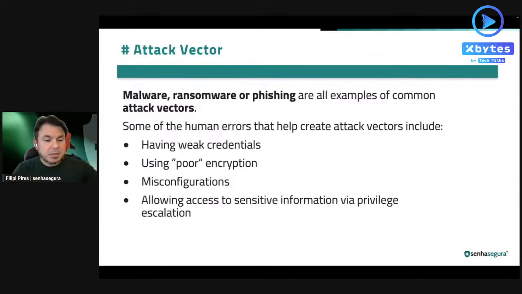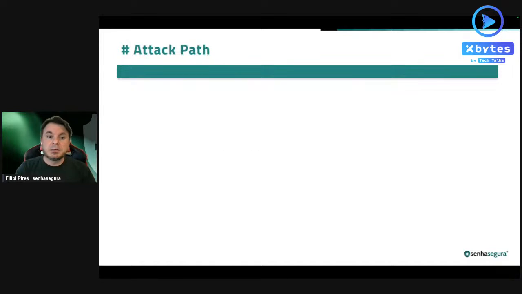And another thing is allowing access to sensitive information via privilege escalation. It means that based on a specific action that you give to a specific person in the cloud, this person can escalate privilege inside of the cloud. That's an important thing here, okay?